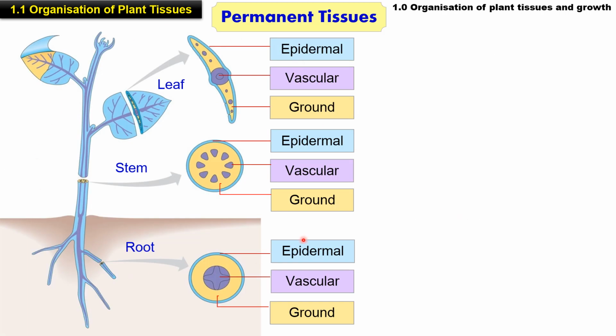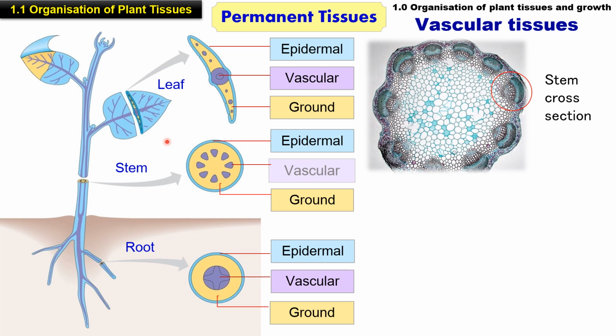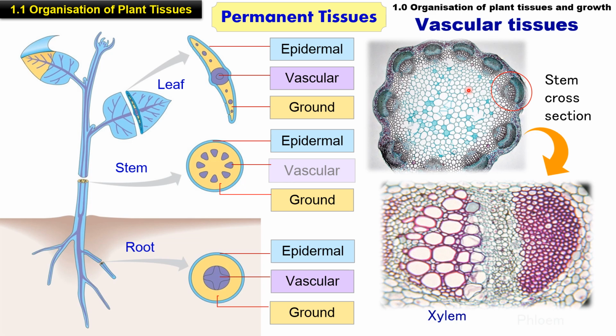Back to this slide. Tadi kita dah bincang epidermal and also we already discussed about the ground. So, blue and yellow already discussed. Next is the purple color. So, this purple color is about vascular tissue. So, vascular tissue, like say, we zoom in the stem cross section. So, dia ada gambar macam ni kan. So, this pizza. Okay, this something look like pizza. It is a vascular tissue and made up from xylem and phloem.